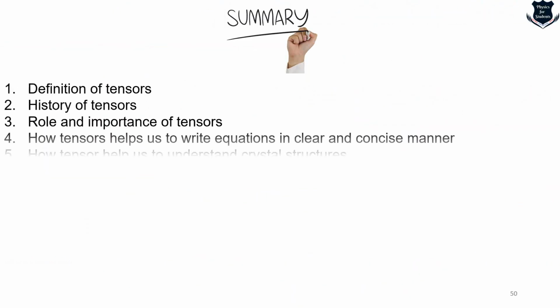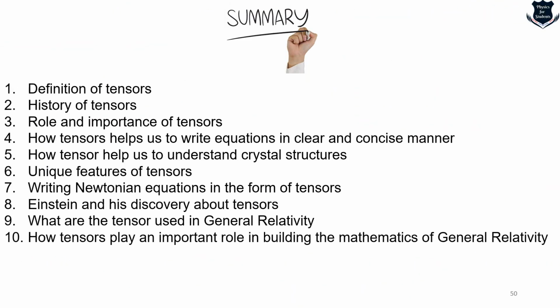because we have learned a lot. We have learned the definition of tensors. We have looked into the history of tensors. We have also looked into the role and importance of tensors, how tensors can be used in Newtonian mechanics to write in a clear and concise manner. We have also seen how tensors understand crystal structures, the unique features of tensors, writing Newtonian equations, Einstein's discovery about tensors and their role in relativity, and how tensors play an important role in building the entire mathematics as well as the philosophy of general relativity.